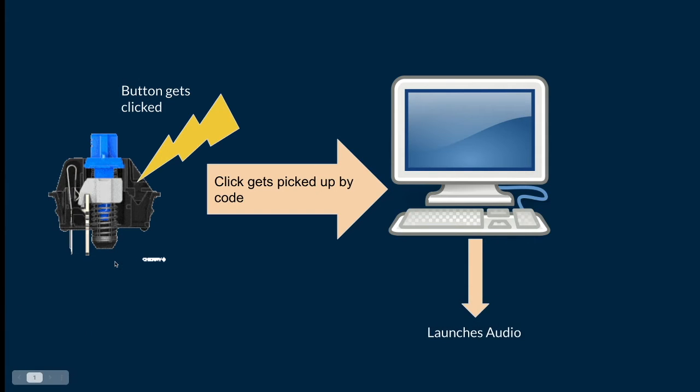The first thing we need to do is plan out our project. So this is what I think is a very good idea. We're going to click a button. The button's going to get picked up by some code that's going to listen for keyboard collisions. And once a collision has occurred, it's going to launch our audio.